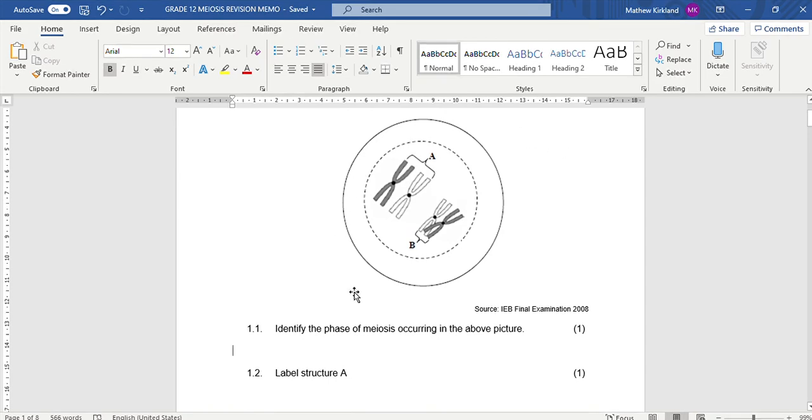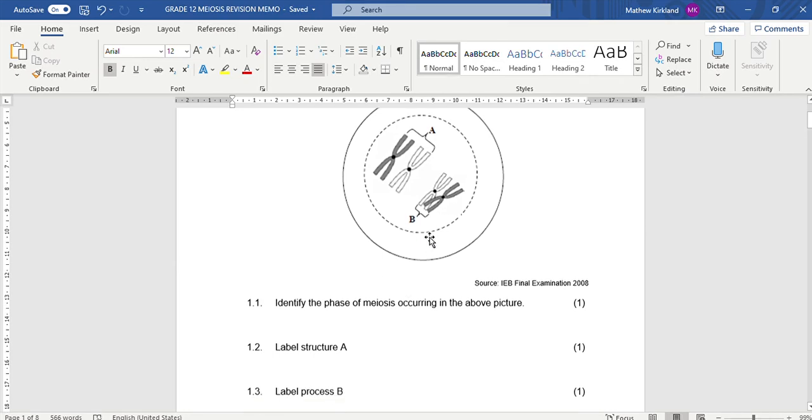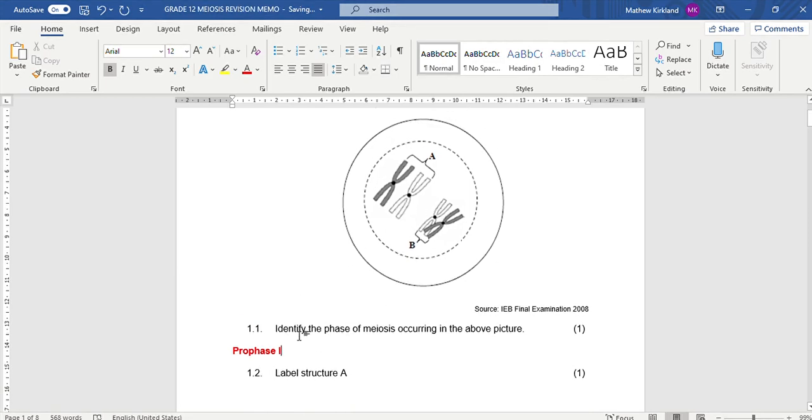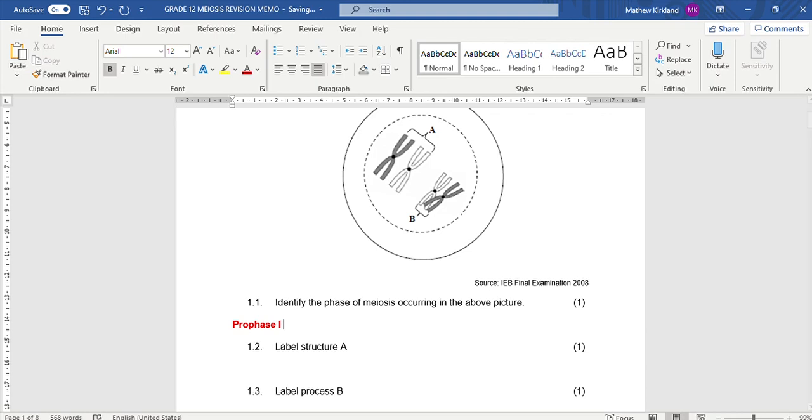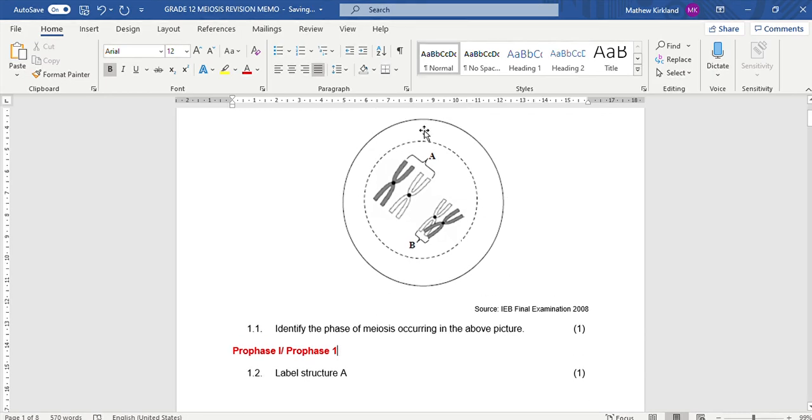Well, clearly what I can see is that there are homologous pairs sitting next to each other. There's some touching of things happening here. It's one cell, and the nucleus is kind of still there. So clearly this is prophase 1. You have to say the 1; you can't just say prophase. You can either use a Roman numeral I or prophase 1 with the actual number. That's fine. So that's what this picture is.